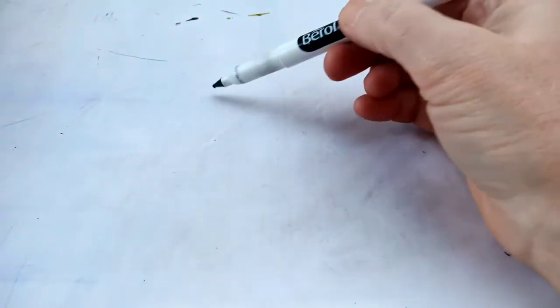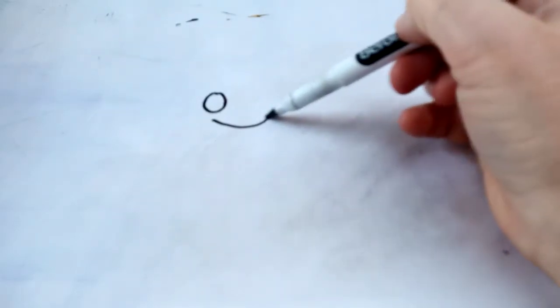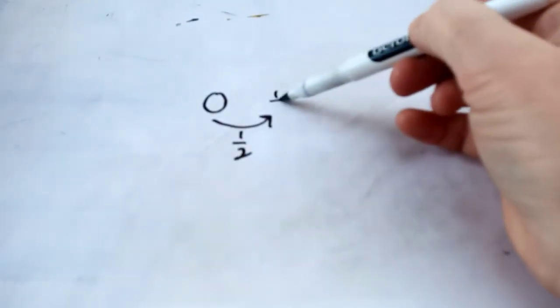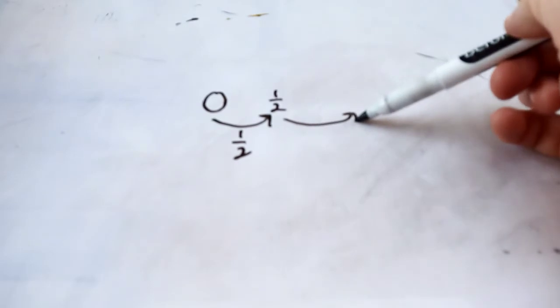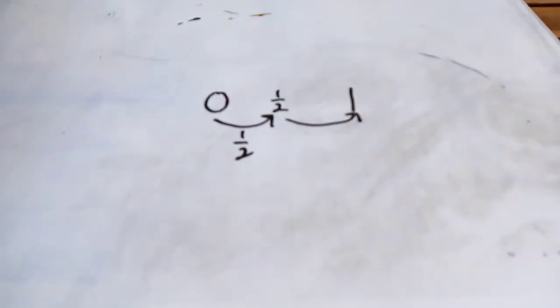Right, guys. I'd like to move on now to skip counting. I'd like you to put a 0. And I'd like you to skip count in halves as quickly as you can. Get all the way to 10. Pause the video.